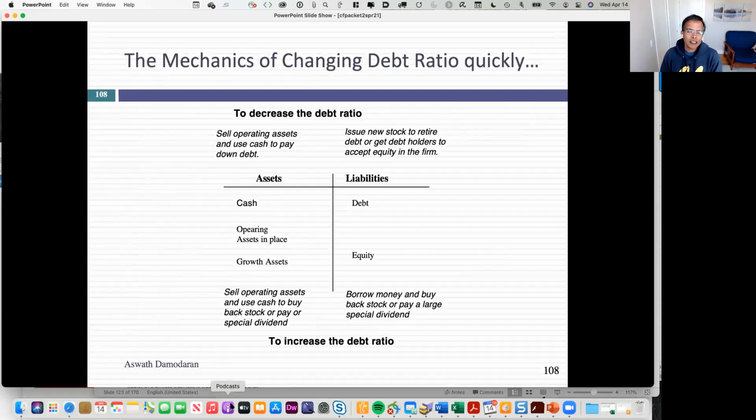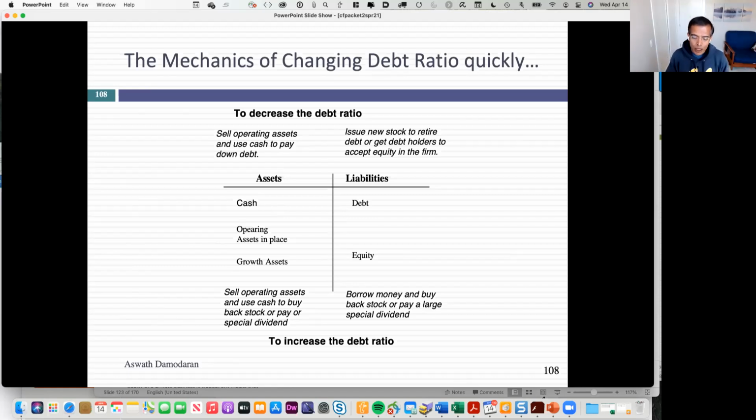And as I said, if you want to change the debt ratio for your company quickly, there are two ways you can do it. If you want to increase your debt ratio quickly, you can borrow money and buy back stock, pay a dividend, or you can issue new stock to invest in the big projects. But that's got to be really quickly done. So as Disney, that's tough to do quickly, but if you can do it.